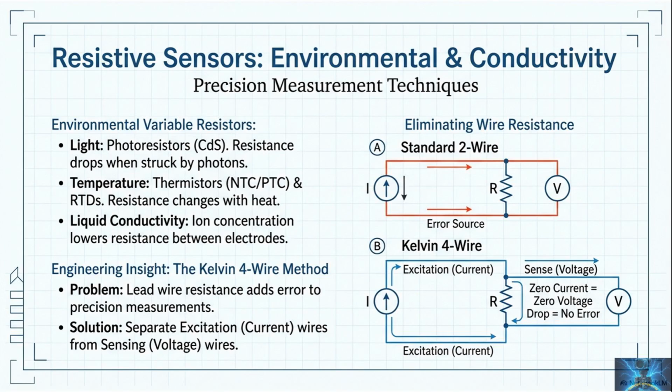Resistive sensors, environmental and conductivity, plus 2-wire versus 4-wire. Examples: photoresistors, thermistors, RTDs, conductivity measurements. Then the pro move. Lead resistance creates measurement error in low-ohm sensors. The fix is the Kelvin 4-wire method. Separate current carrying leads from voltage sensing leads. Field translation: if an RTD reading is mysteriously high, suspect lead resistance and wiring method.